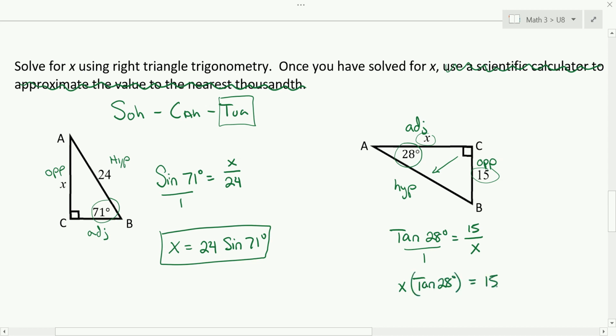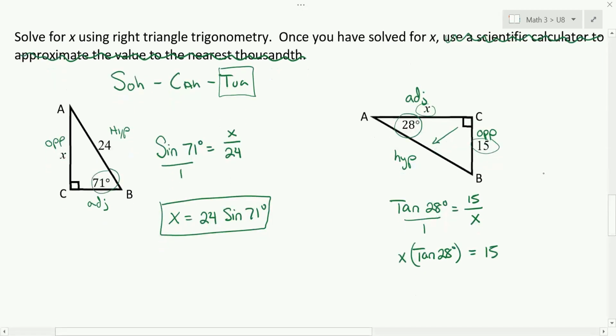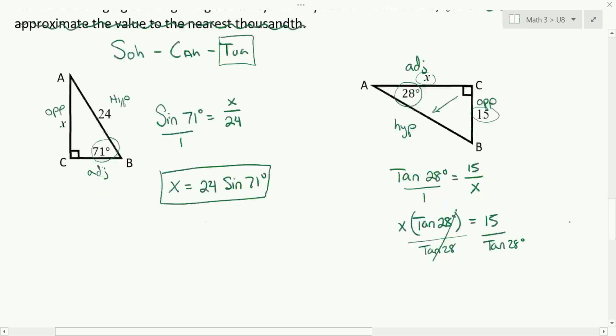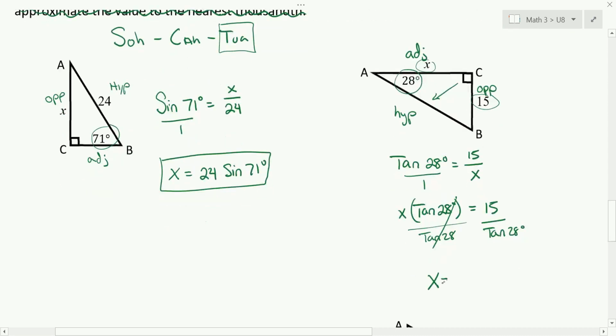And then I want x by itself, so one more step. It looks weird, but it's just a number. So you divide both sides by that tangent 28. Divide this by tangent 28, which is 1 there. Divide this by tangent 28. And so our final answer looks like this. X is 15 divided by the tangent of 28 degrees. And you leave it like that.